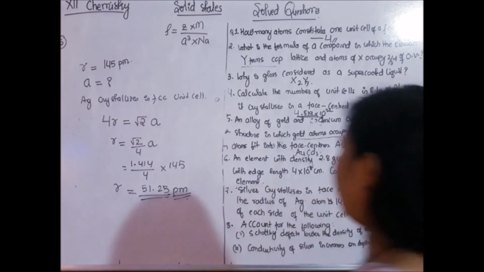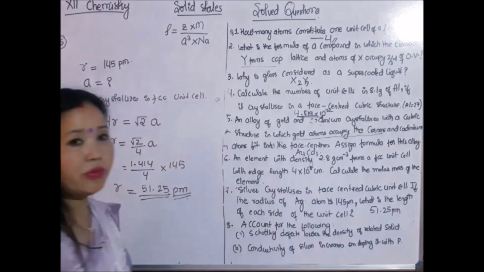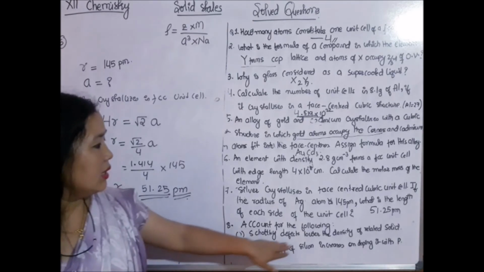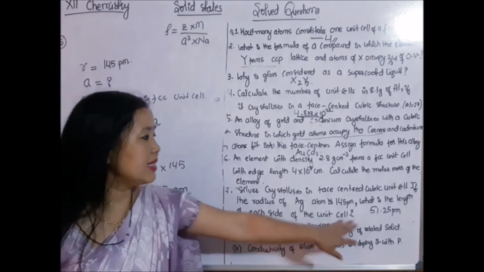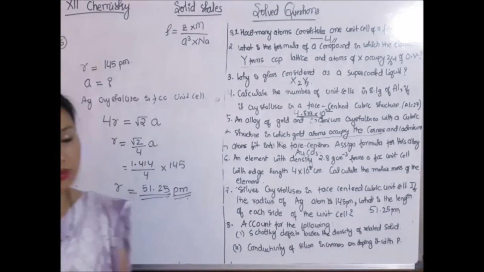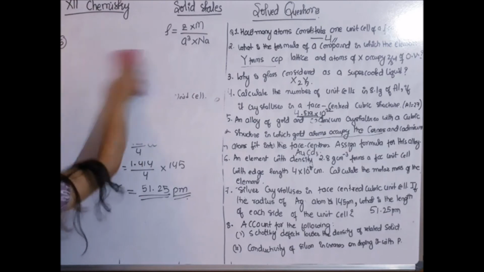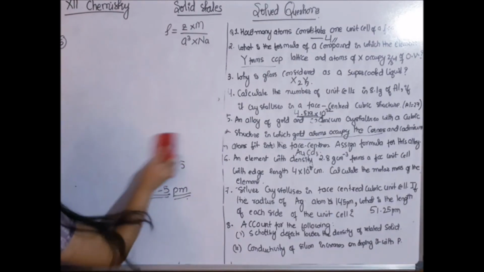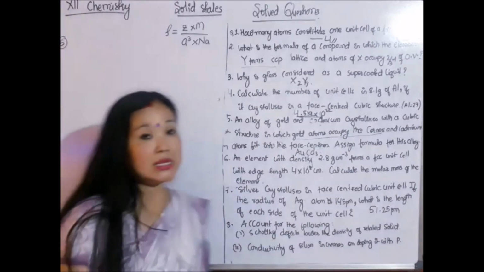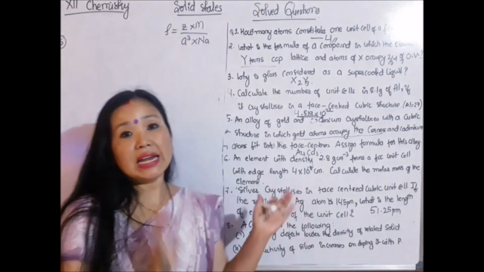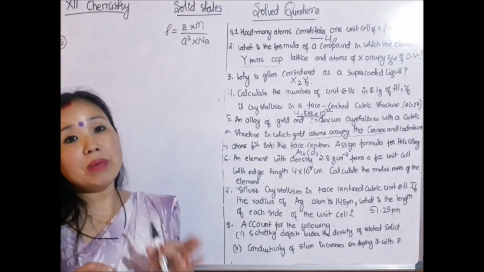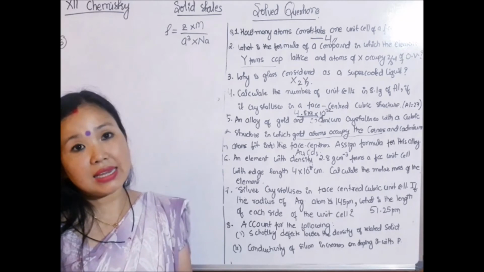Now the last two questions are: account for the following. First, Schottky defect lowers the density of the related solid. So you need to give the reason. So what is Schottky defect? First you should know that. In Schottky defect, an equal number of cations and anions will be missing from the lattice site.